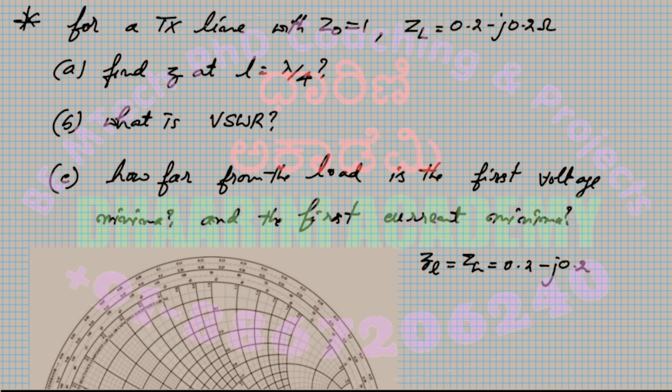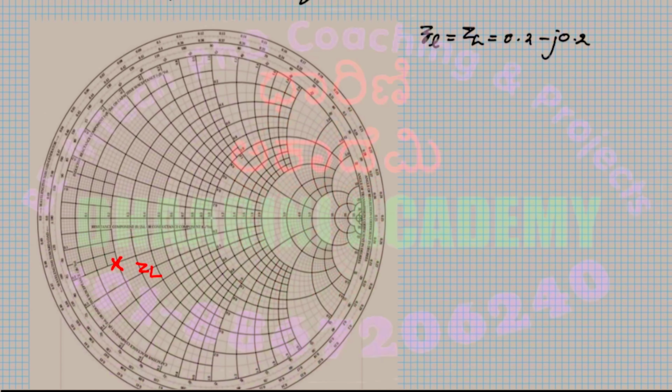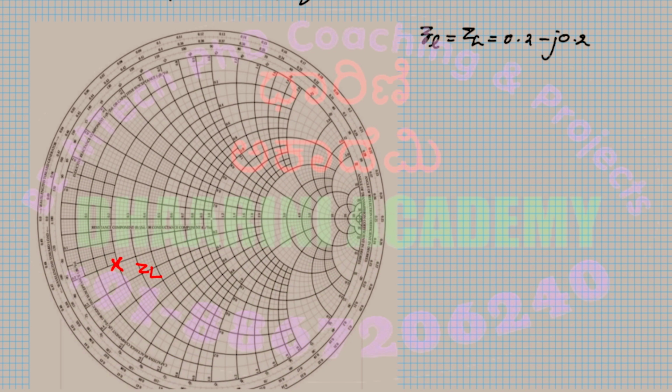So find the Z at L equal to lambda by 4. Lambda by 4 means it is 0.25, correct? So I'll just write the answer to the first part of the question. Z at lambda by 4 is equal to 0.25 lambda.